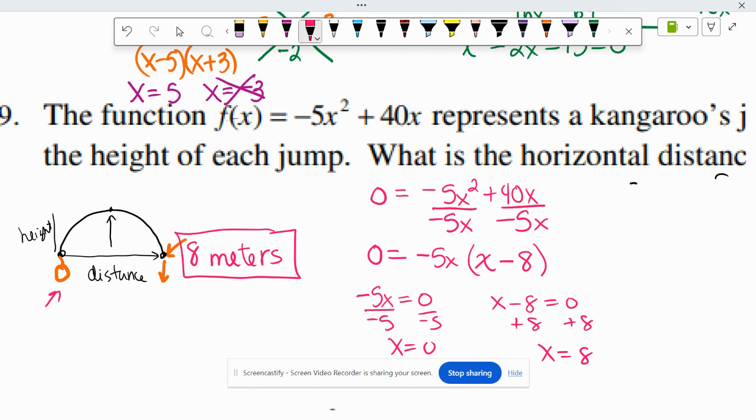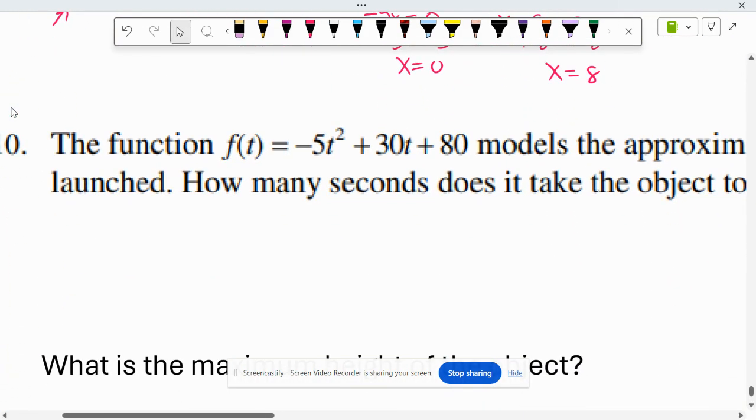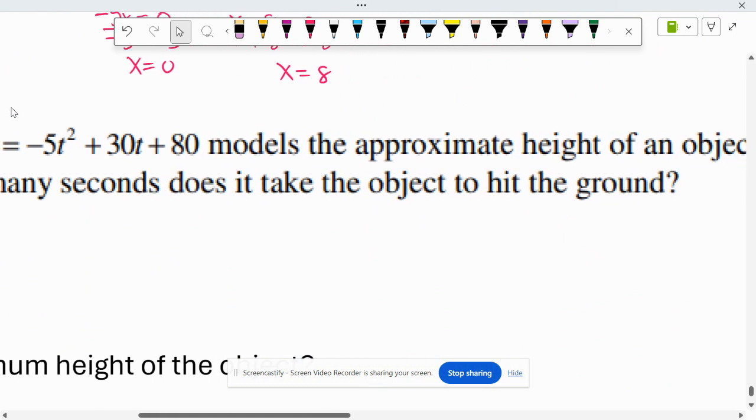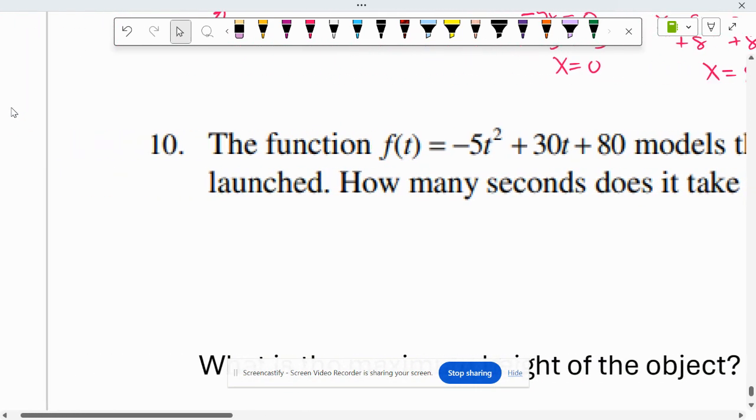Last one. The function f of t equals negative 5t squared plus 30t plus 80, and it models the approximate height of an object after it's launched. How many seconds does it take to hit the ground?